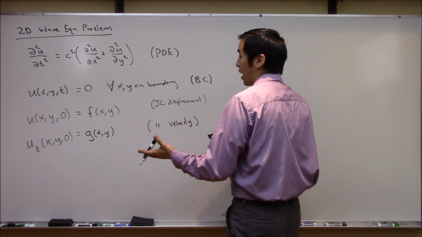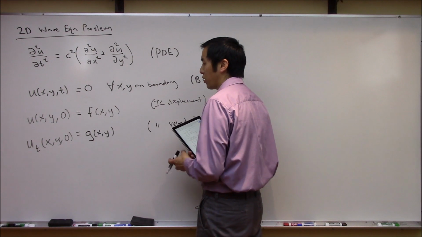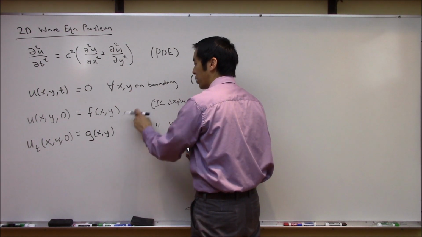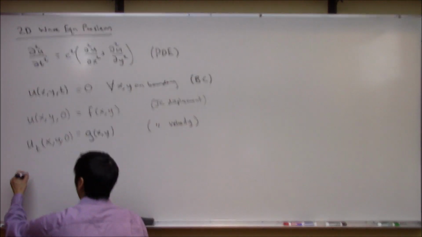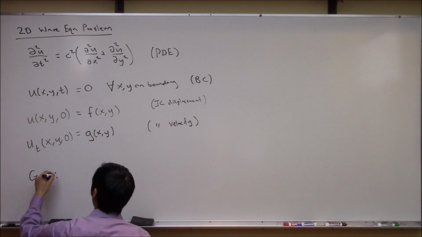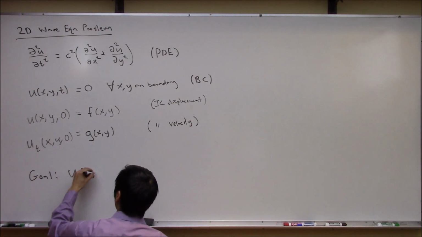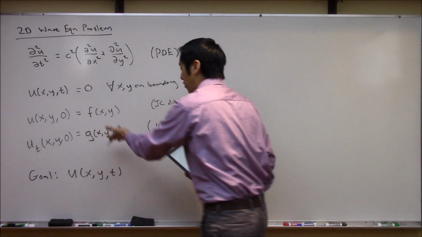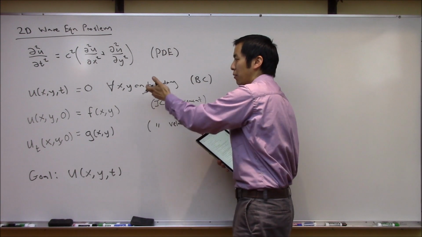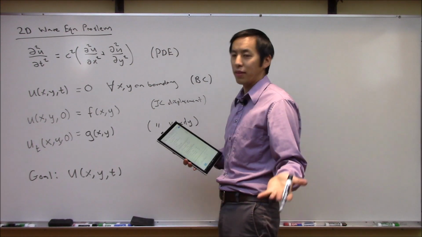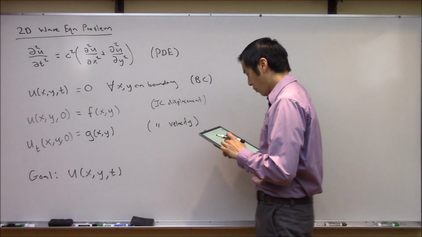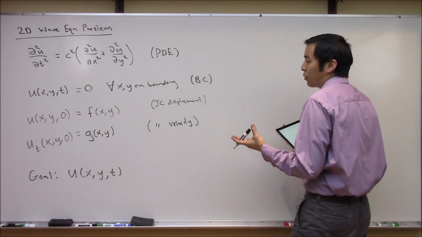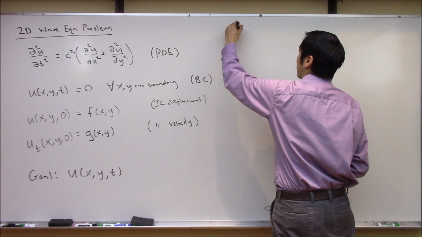So with all of that stated here, here's our PDE, here's our boundary condition, here's our initial condition, and now the goal is basically just to find ourselves some function of x, y, and t that satisfies the PDE, the boundary conditions, and the initial conditions, right? That's the goal. So the way we're going to do this is let's consider an example. I always like to work with concrete examples.